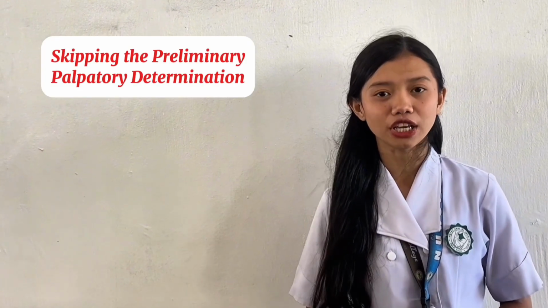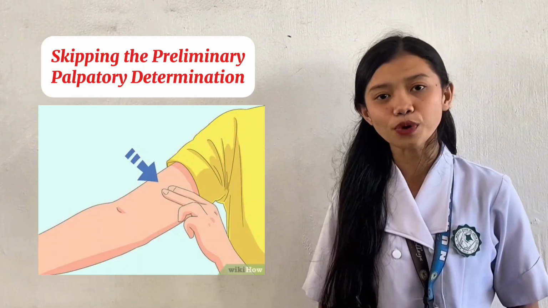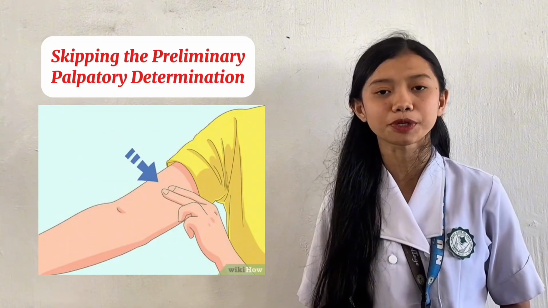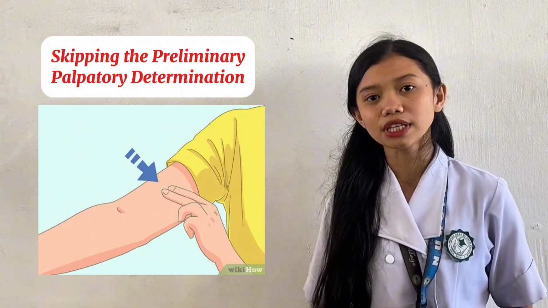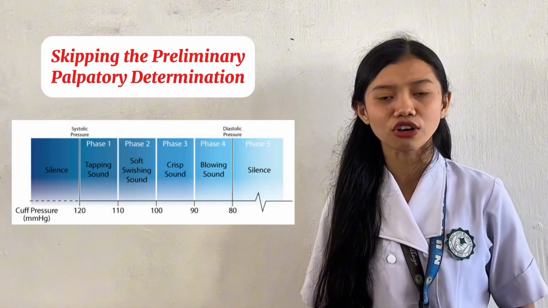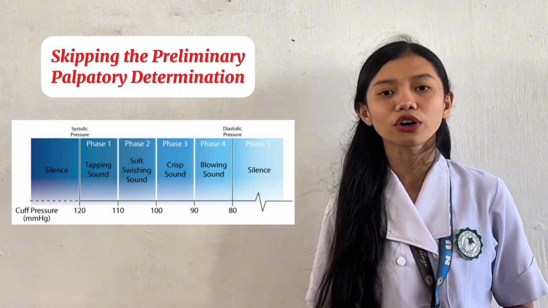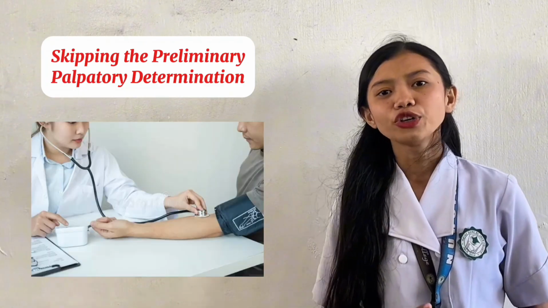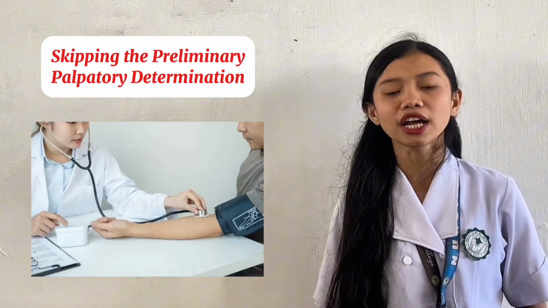The fourth one is in the preliminary palpatory determination. Many students and pros tend to skip this step and go straight to pumping to 200 millimeters of mercury. But skipping this step might risk missing the auscultatory gap, a period where Korotkoff sounds disappear and then appear. So if you don't palpate first, you might start listening after the gap and underestimate the systolic pressure.